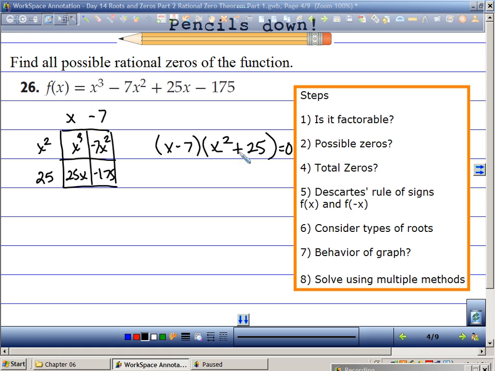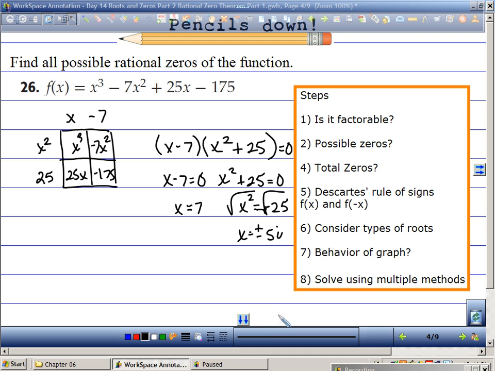Well, we don't have anything for the sum of two squares, only cubes. We're going to set them equal to 0. So x minus 7 equals 0, and x squared plus 25 equals 0. X equals 7. X squared equals negative 25. Take the square root of both sides, and I have x equals plus or minus 5i. 3 roots.